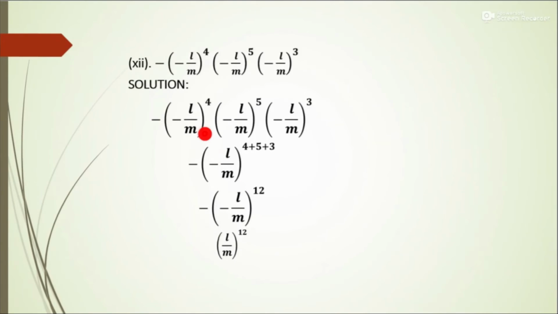Now question number 12, these are same bases. You can see here 4, 5, 3 are the powers of the same base. Now we can add these powers, 4, 5 and 3, to get 12, and 12 is an even number, so minus minus becomes plus, and we can write it in this form, m upon m to the power 12.